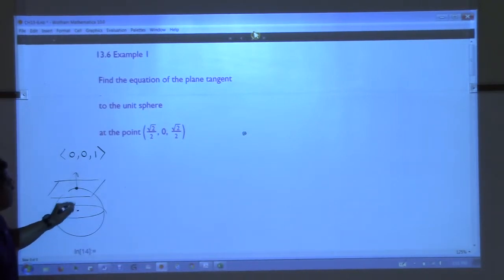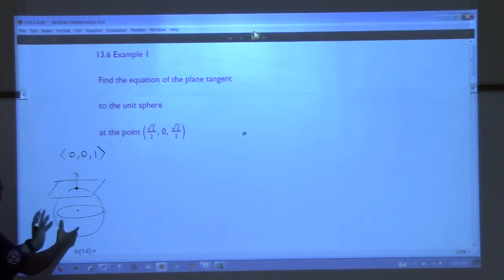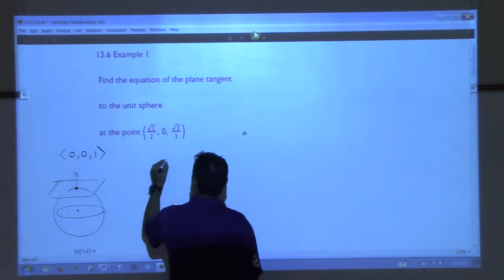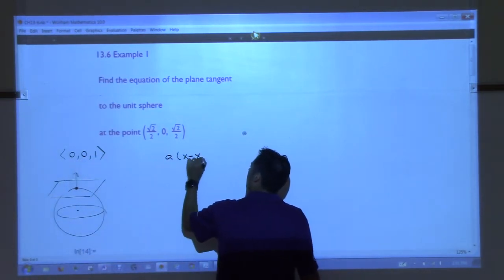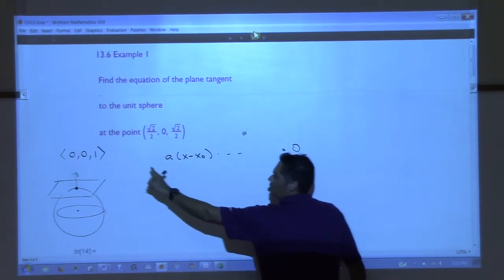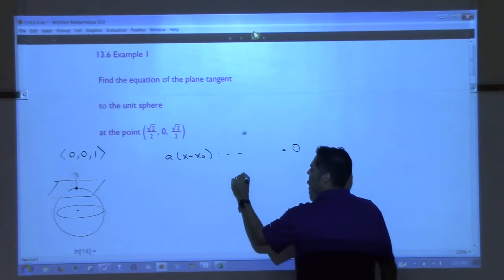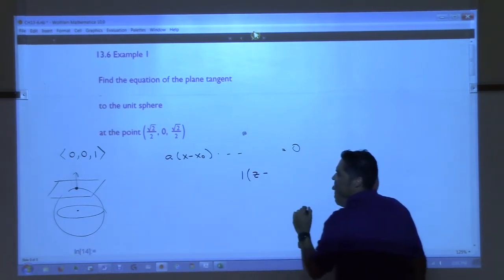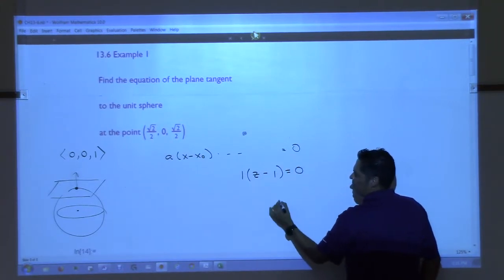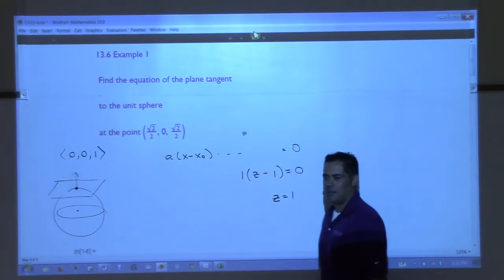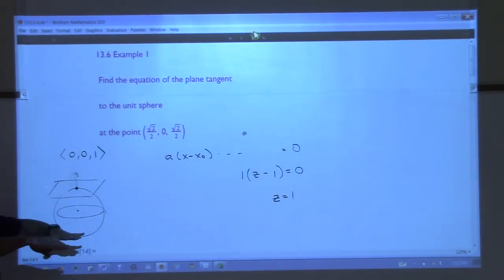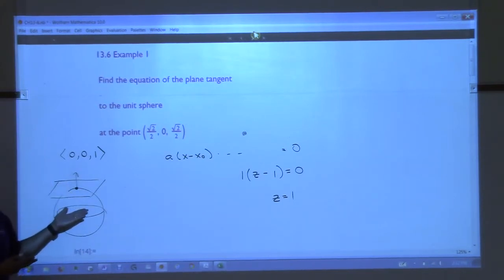So, I'm saying the unit sphere. So (0, 0, 1) would be the point. So the equation, blah, blah, blah, equals 0, should just be 1, right? In front of the z part, z minus what? 1. So when we're all done, this is just z equals 1, which we probably could have said from the very beginning, because if you have a flat plane that's the xy plane just moved up 1, it's z equals 1.